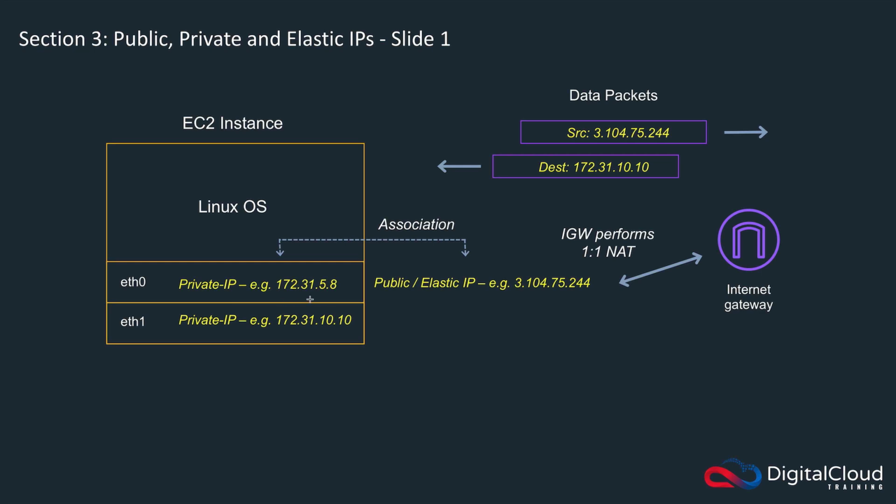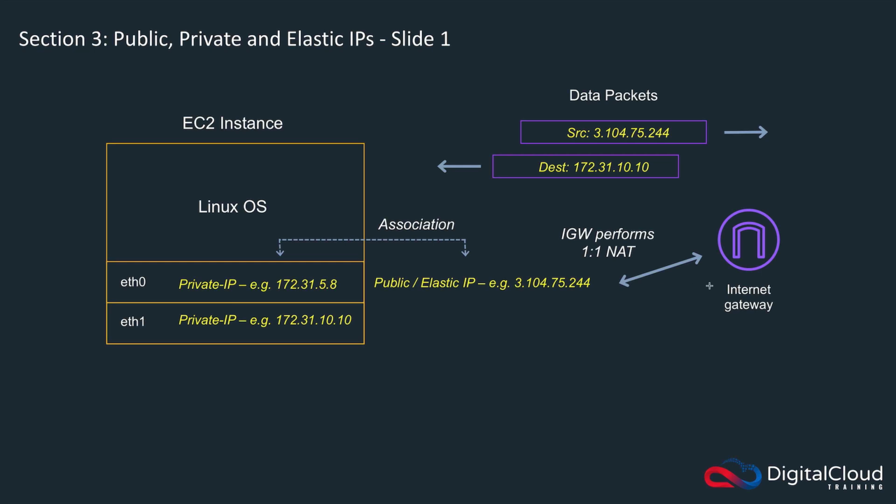Now, when you boot your EC2 instance into a public subnet, it will have a private IP on ETH0, and it will automatically associate a public IP, which is associated then with ETH0. Alternatively, you can add an additional elastic network adapter, and that could be ETH1. And you can then choose to associate an elastic IP address to ETH1. And we'll see how all this works shortly.